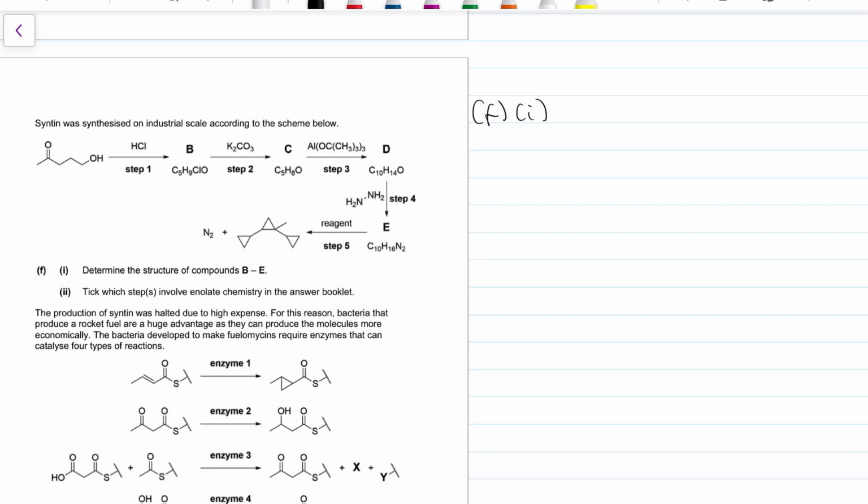And if we count the number of hydrogens as well, you've got 3 here, 5, 7, 9, 10. We've lost a hydrogen as well. So I think it's fairly obvious that this hydroxyl group has been replaced by a chlorine atom. So we're going to have B as being this molecule here. Probably some nucleophilic substitution reaction where HCl is a source of chloride ions, and that's going to do nucleophilic substitution on the carbon next to the hydroxyl group.